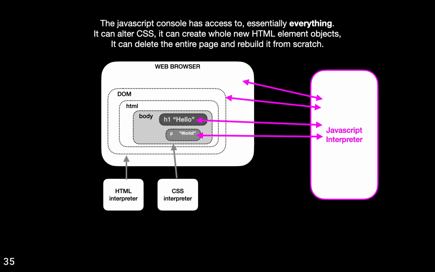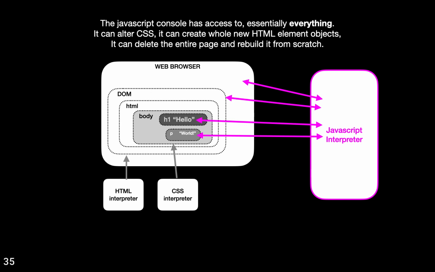The JavaScript interpreter has access to everything. It can do stuff outside of the browser. It can do stuff inside the DOM. It can do stuff inside every single little element that you've created. It can do everything that the HTML and CSS interpreters did. That's power. That is us kind of blowing the doors off of this static web page stuff we've been doing so far.